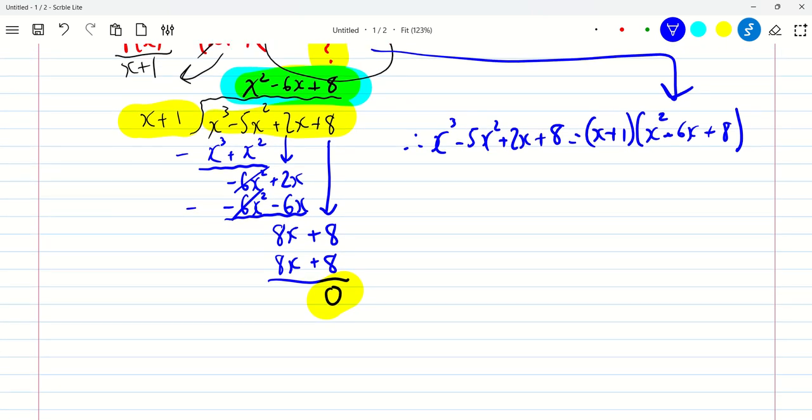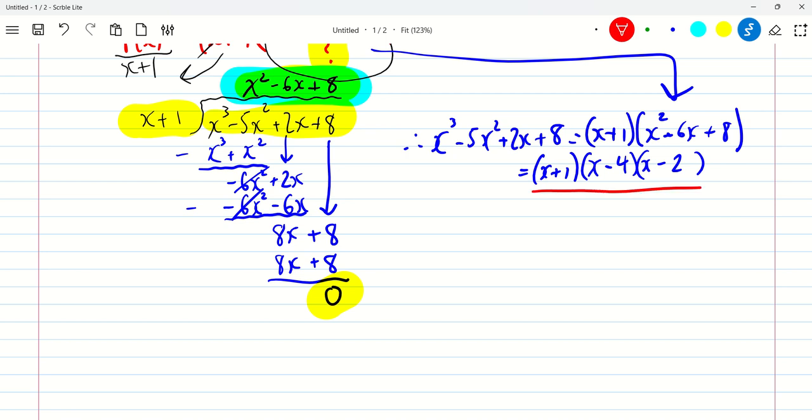Now, we've done all the hard work. We just need to finish off factorising this. So we've got x plus 1, and we just need to factorise the rest. So let's have a look. It's a quadratic, and so we just need to factorise that quadratic. So we've got positive 8. What factors of positive 8 do we have? We've got 4 and 2. Can we make negative 6 out of that? Yes, we can. We go minus 4 and minus 2. Let me just check that. x squared minus 4x minus 2x is minus 6x plus 8. Yep, that's all correct. And so that is my answer, fully factorised: x plus 1 times x minus 4 times x minus 2.